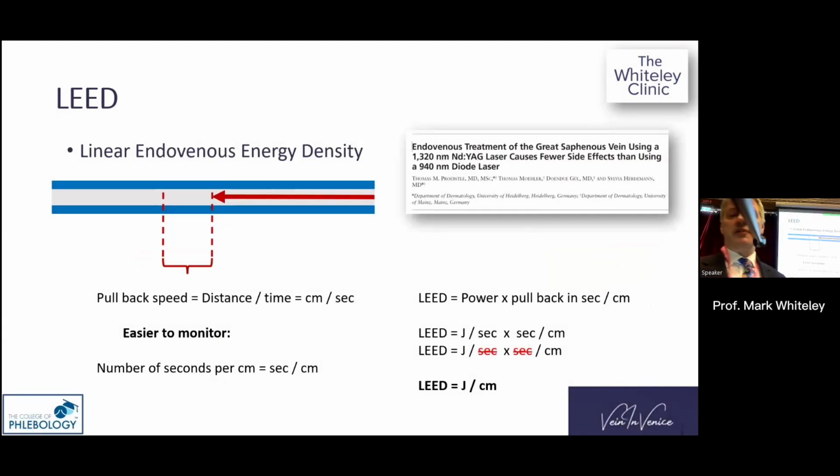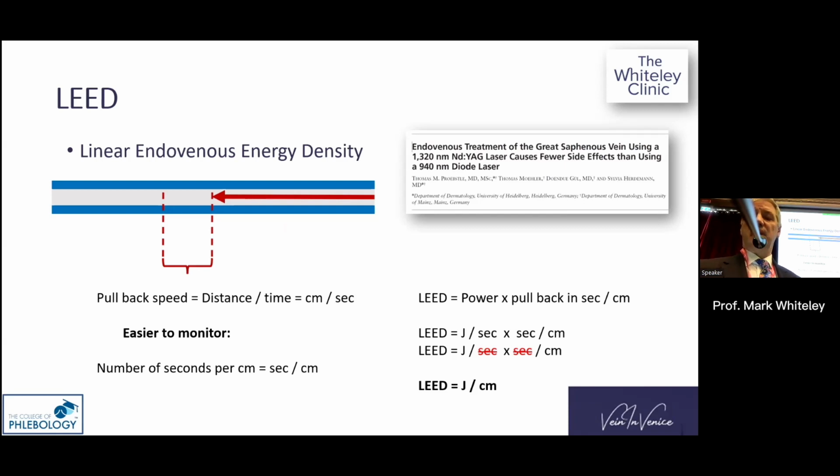Now, since 2005, Thomas Proebstle first of all described endovenous fluence equivalent, which, obviously because he's a dermatologist, was the surface area, which didn't take off because it's complicated. So instead, he also described linear endovenous energy density, which is basically how much energy you put down in 1 centimeter of vein. And we all know this because we use it all the time, but there's a major problem with this.